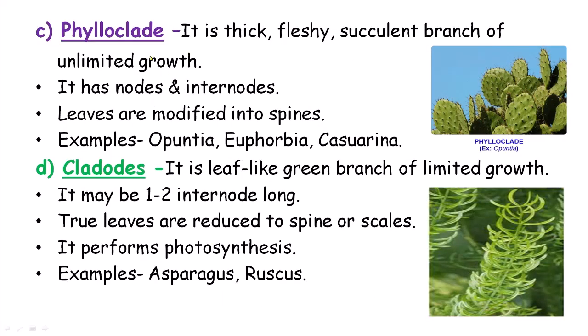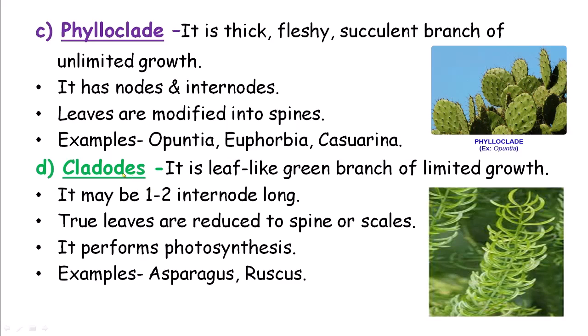Third type of the aerial modification is the phylloclade. It is a thick, fleshy and succulent branch of unlimited growth. It has the nodes and internodes and the leaves are generally modified into spines, and the main stem, that is the phylloclade, performs the photosynthesis. Examples are the Opuntia, Euphorbia and Casuarina.